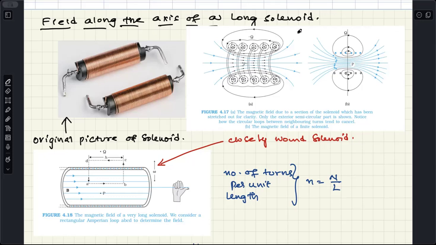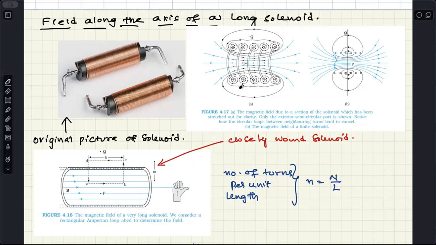The first starts with a solenoid. What you are seeing in this picture is a solenoid. You can see it's closely wound copper wire. Basically, it shows the magnetic field or magnetic field energy.